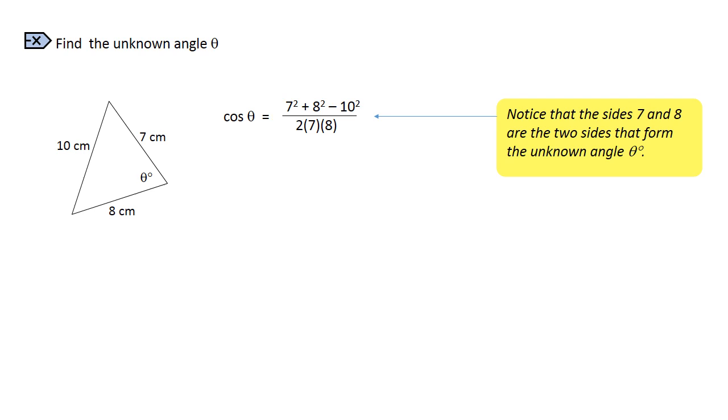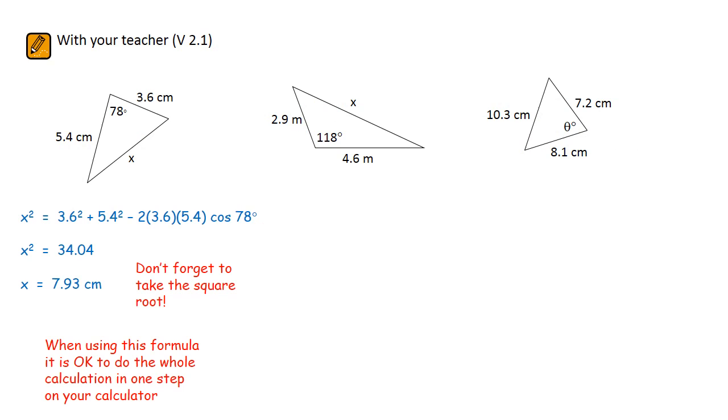Now the rest of that is just arithmetic and you can do it on your calculator to come up with the answer. Let's try one of those for ourselves. We've got to find angle theta. So it's going to be 7.2 squared plus 8.1 squared. Those are the two sides around angle theta, the two sides that form angle theta, minus 10.3 squared. That's the side which is furthest away or opposite angle theta. I'll divide it by 2 times 7.2 times 8.1.